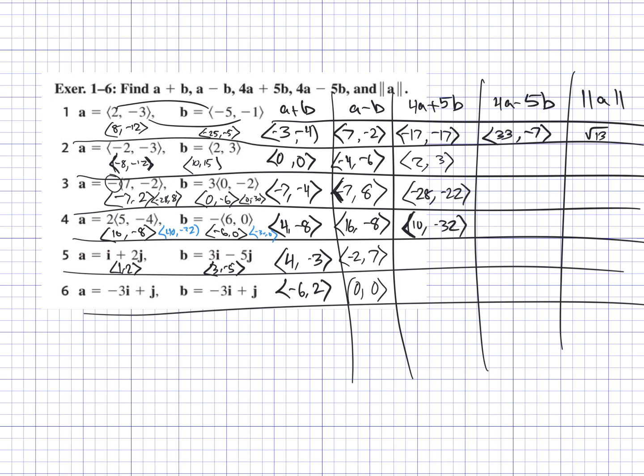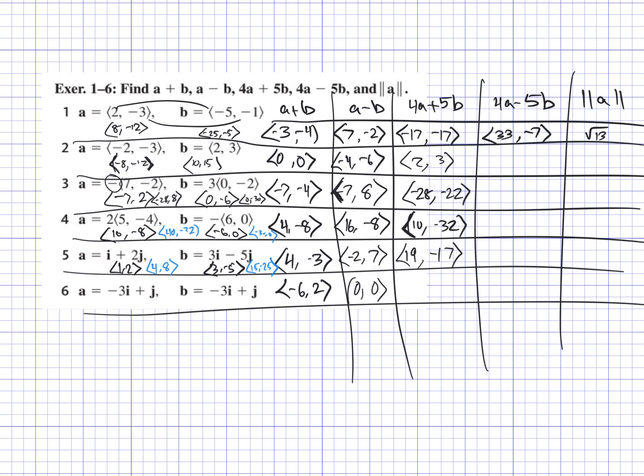And this is going to be, I'm sorry, not 4, but that's supposed to be 4. 4a is going to be 4 and 8. And 5b is 15 and negative 25. Now, they have them in the IJ form in the book for the answers, but that's okay. Add these together. 4 and 15 is 19. And 8 and negative 25 is negative 17.